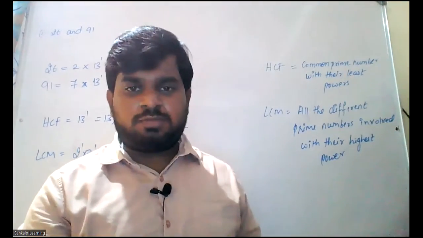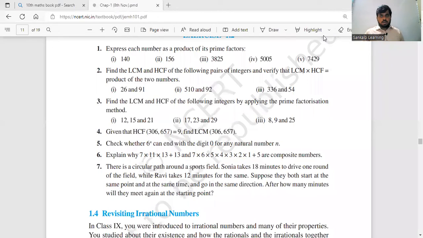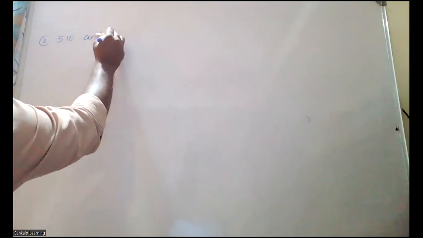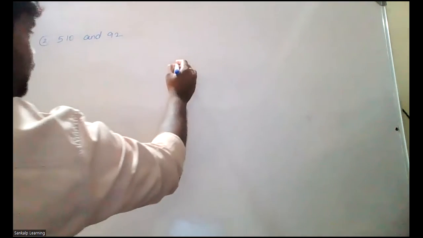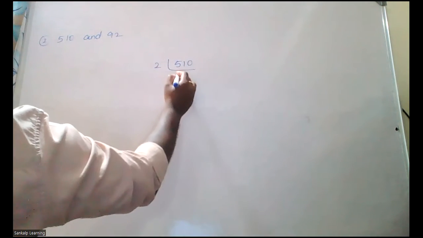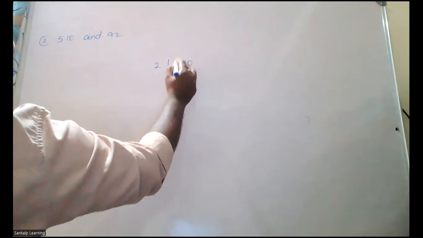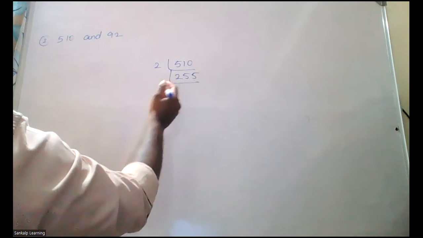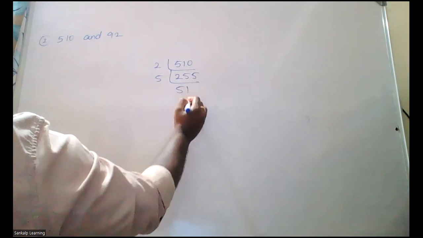Let's do 2 more problems, we'll understand much better. The next question, 510 and 92. We have to find the HCF and LCM of 510 and 92. So let's do that. Let's prime factorize 510. So we can start with 2 because the last digit is even. 2 2s are 4, 1 carry, 2 5s are 10, again 1 carry, 2 5s are 10. So we can start with 5, 5 5s are 25, 5 1s are.